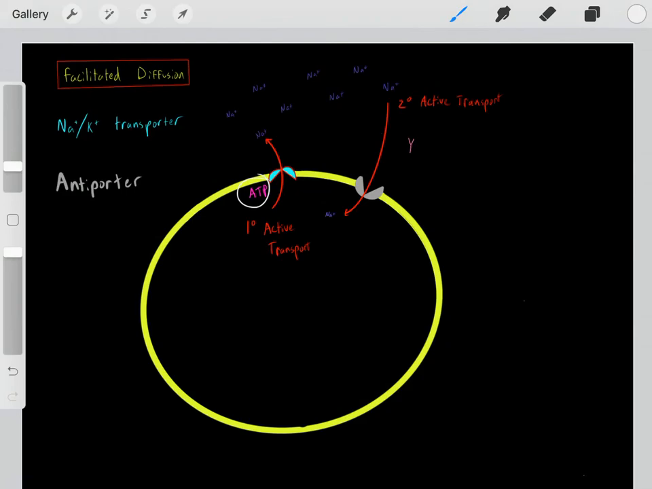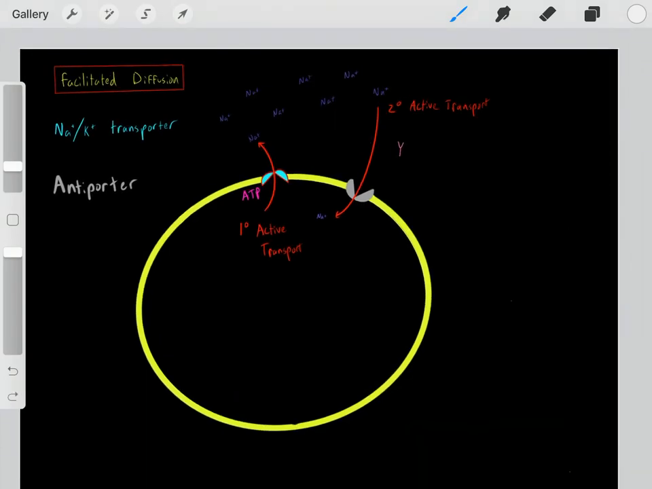So if ATP is the source of energy to move a molecule, that's a primary active transporter. However, if we're using another concentration gradient to move another molecule, that's a secondary active transporter, because the energy is coming from this concentration gradient. So then we move this Y molecule. Now if we had another transporter that used this Y molecule gradient to push another molecule, that would be a tertiary transporter. But again, this is the way we move molecules around in the cell.